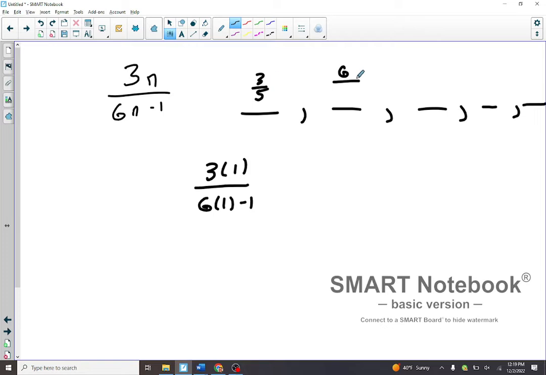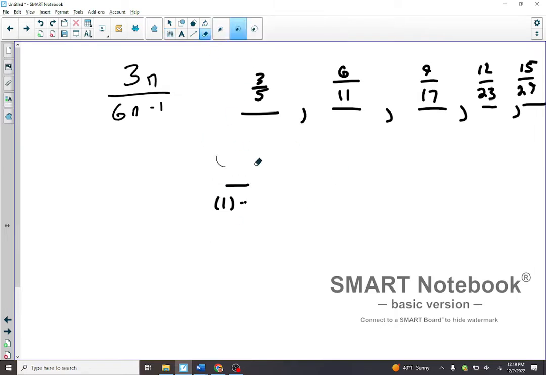So like 6 over 12 minus 1 is 11. This one will be 9 over 18 minus 1, 17. This one's going to be 12 over 24 minus 1, 23. This is going to be 15 over 30 minus 1, 29. Okay. Next. So you just find the first 5 terms. When I say find the first 5 terms, you basically plug in 1, plug in 2, plug in 3, plug in 4, plug in 5, and list them up. It's pretty straightforward.